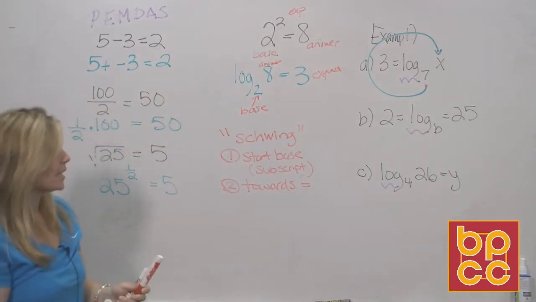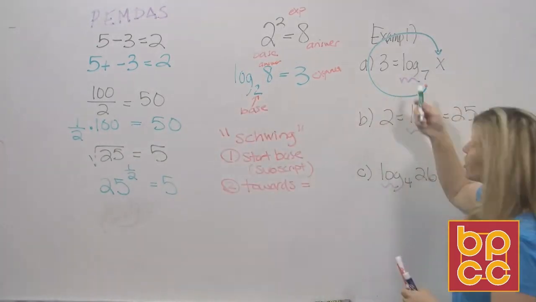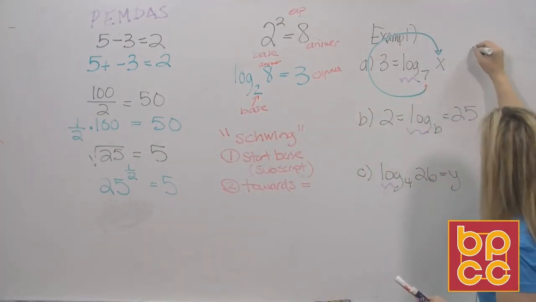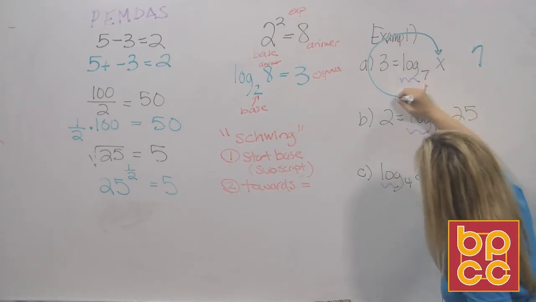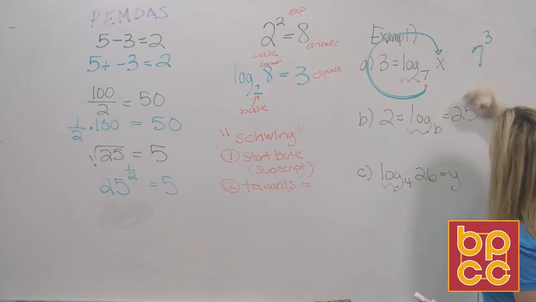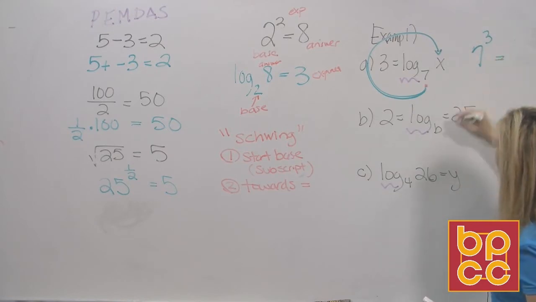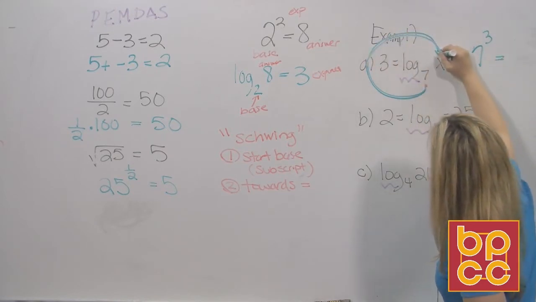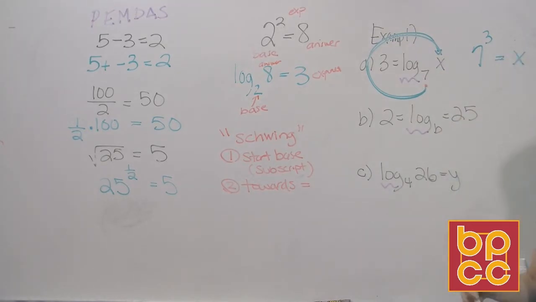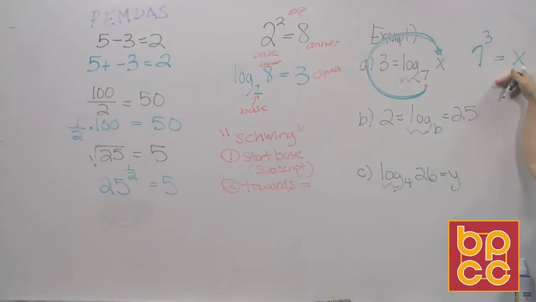Now what happens here is we want to rewrite this equation so we understand what it means. So what's the base? 7. If you follow the loop, the next thing that comes is the 3. The 3 is the exponent. Then you put an equals, and what I'm pointing at is this x. That's how you rewrite a log equation to an equation that has an exponent, to something you understand.